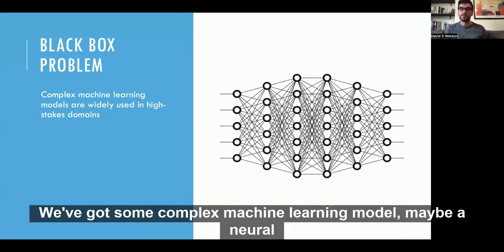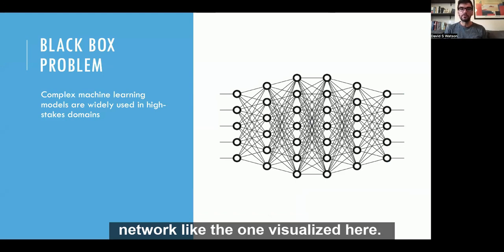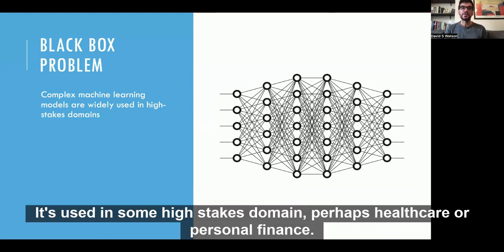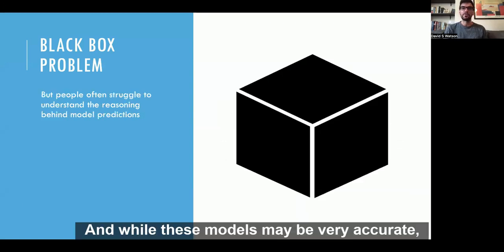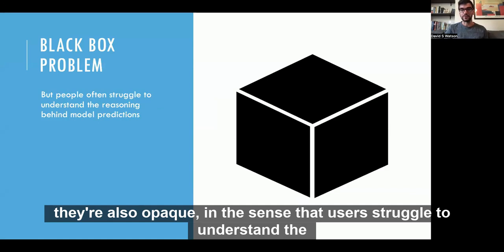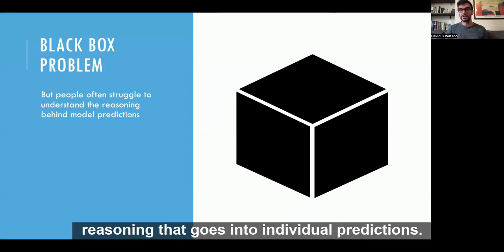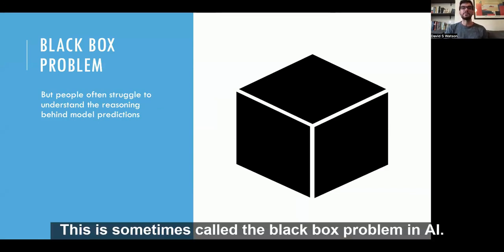We've got some complex machine learning model, maybe a neural network like the one visualized here, that's used in some high-stakes domain, perhaps healthcare or personal finance. And while these models may be very accurate, they're also opaque in the sense that users struggle to understand the reasoning that goes into individual predictions. This is sometimes called the black box problem in AI.